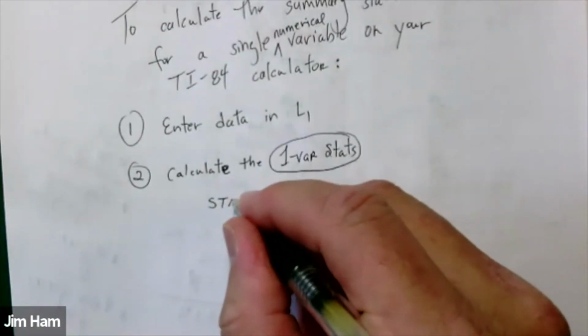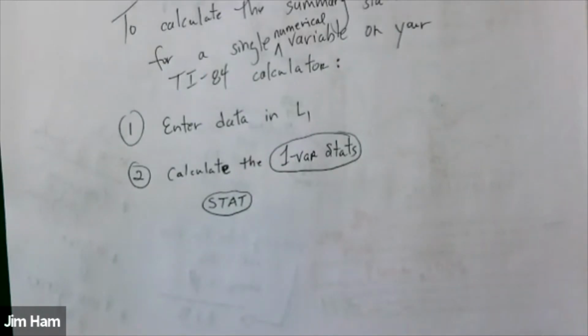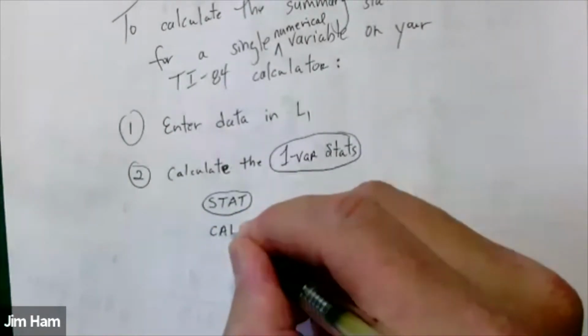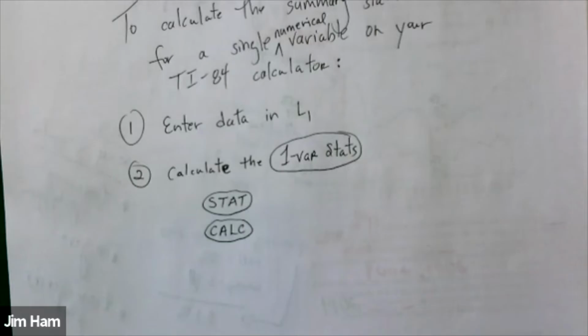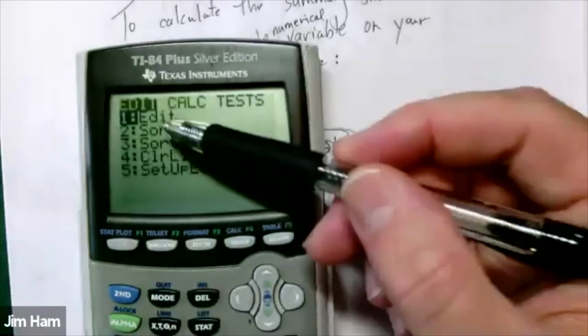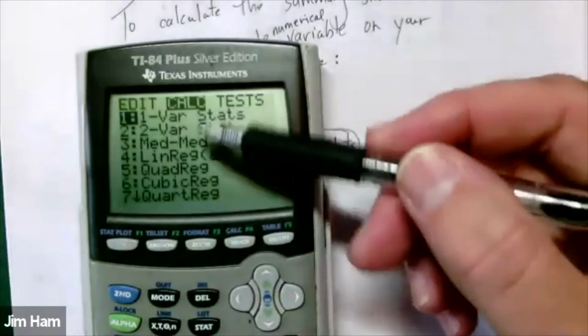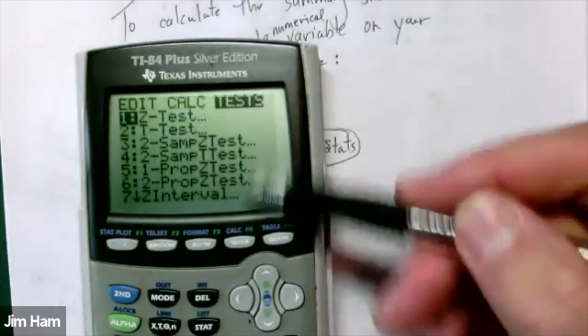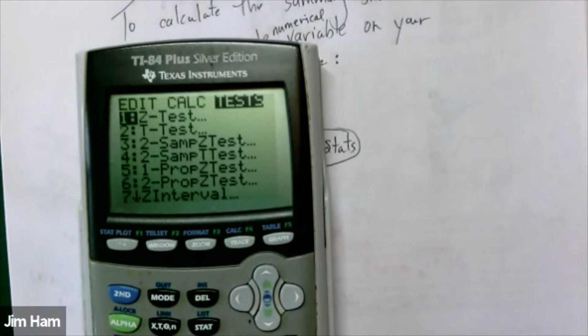To do that, we're going to hit the stat key because that's where we always begin when we want to calculate something. And then we want to go over one menu to the calculate menu. The first menu is for entering and manipulating the data. The second menu is to calculate something. Okay, edit the data, calculate something, and then we're going to use this last menu to do all of our hypothesis tests and confidence intervals later on in the course.